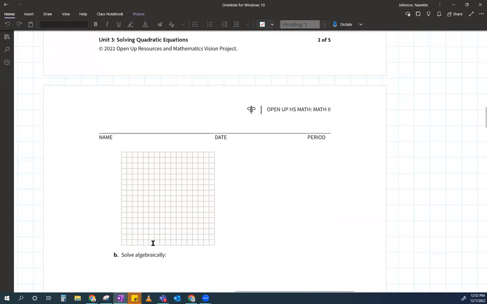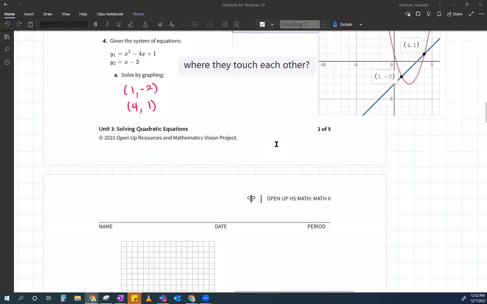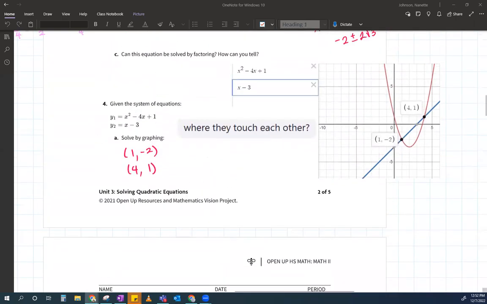And then they say to solve it algebraically. So let's see. What I'm going to do now is use, if you remember, the ways that we could solve it: either substitution or elimination. Some of you remember those, and I'll just tell you right now, elimination actually does work for this one, so I'll be quiet.